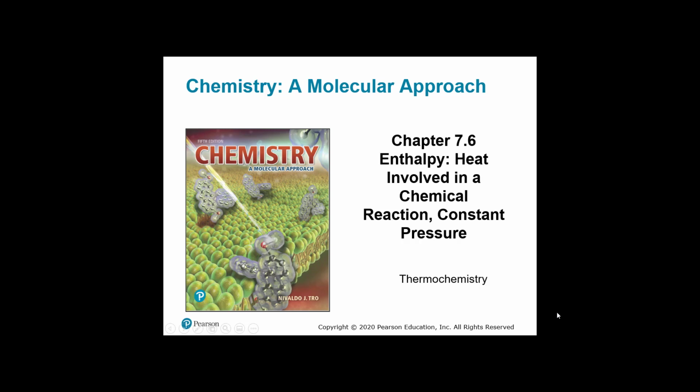Hi class, we are now on chapter 0.6. We are going to be dealing with enthalpy. Enthalpy was something that you learned about in chapter 11, specifically during calorimetry. We have just covered calorimetry in the previous section, but that was at constant volume in an isolated system. This is now constant pressure, meaning open environment, open to the atmospheric pressure.